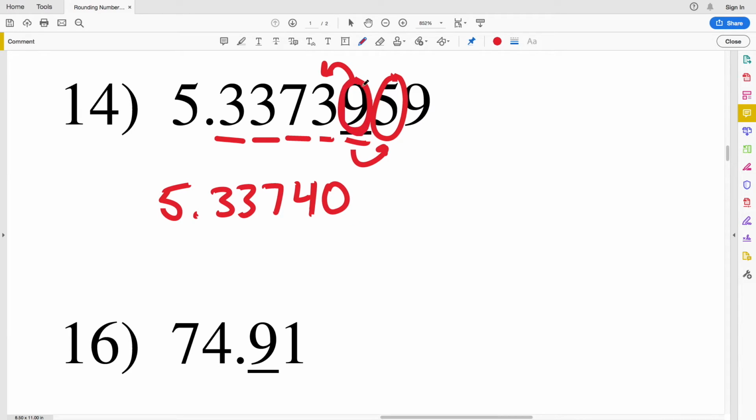However, adding 1 to a 9 will be 10, so we'll just add 1 to 39, which would then be 40. So this is 5 and 33,740 hundred thousandths, 5.33740.